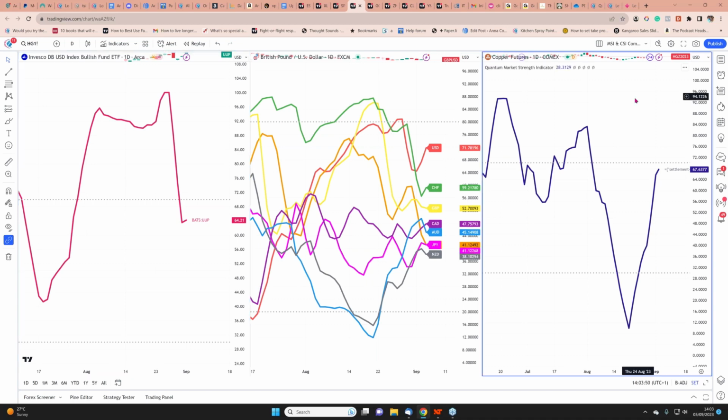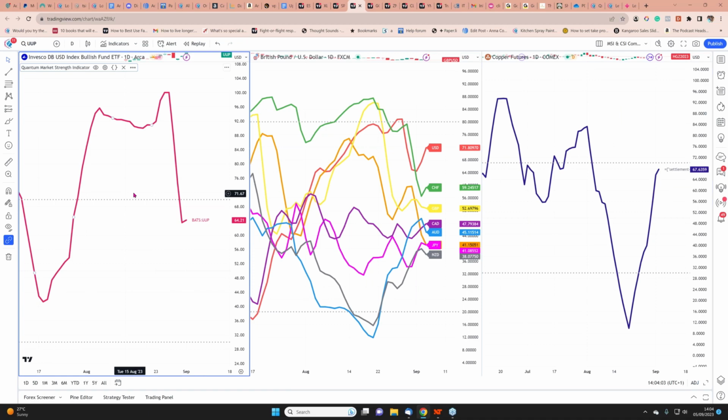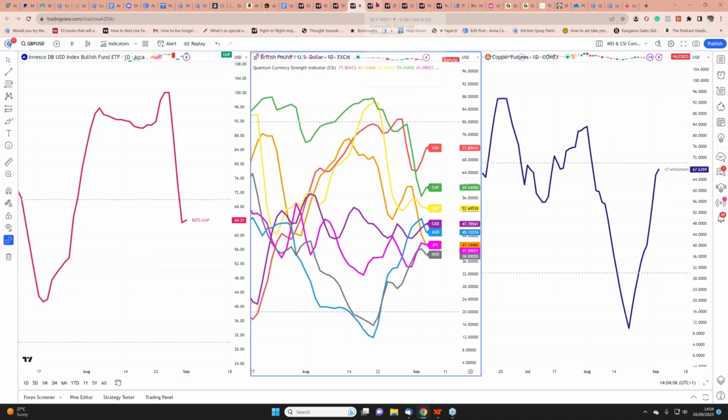Over on the right-hand side, I've got copper futures. Why have I got copper futures? Because I want to see the relationship between copper and the dollar. And I can see it straightforwardly here between the future on the right-hand side, and over on the left-hand side, I've got the UUP, but I could equally use the currency strength indicator in the middle here.